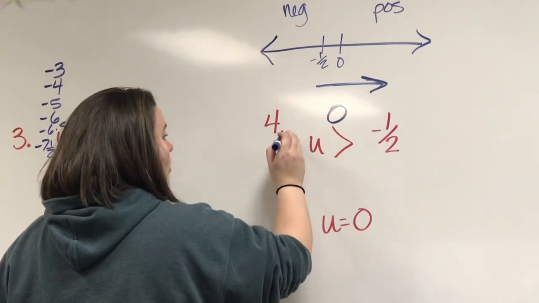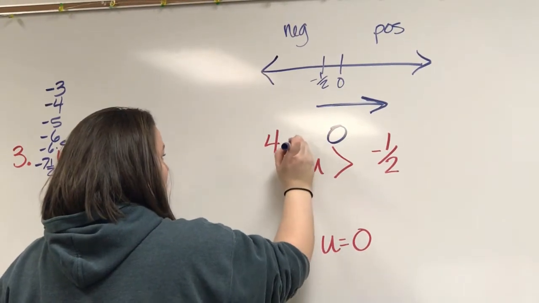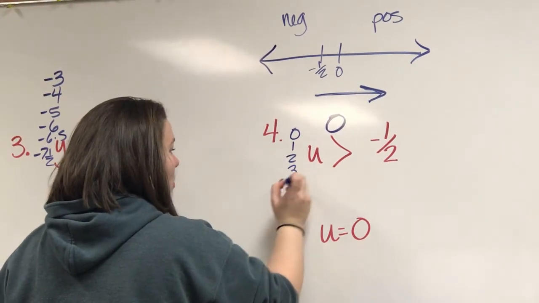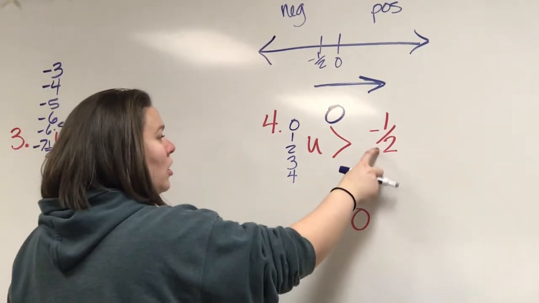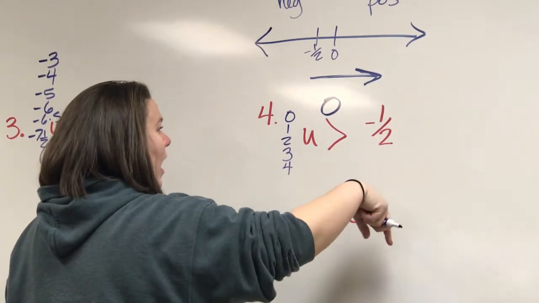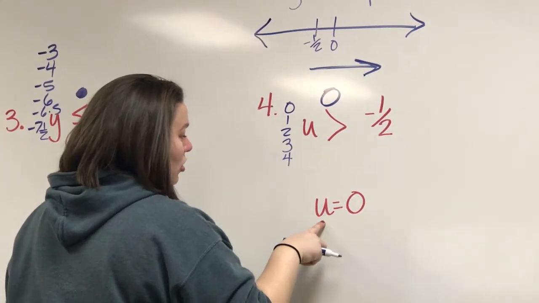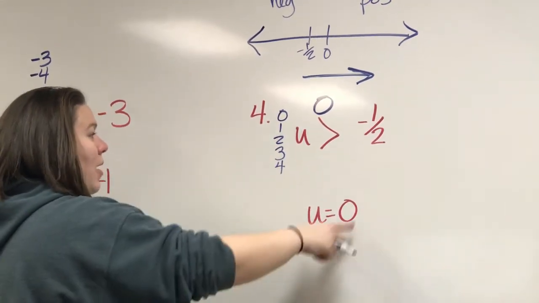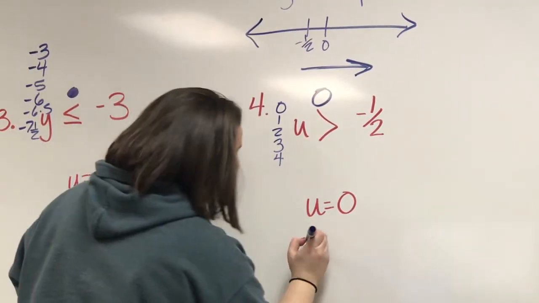0, 1, 2, 3, 4, all of those are bigger than negative half. So u is equal to 0. Is that one of our choices here? Does that make this statement true? This is a solution.